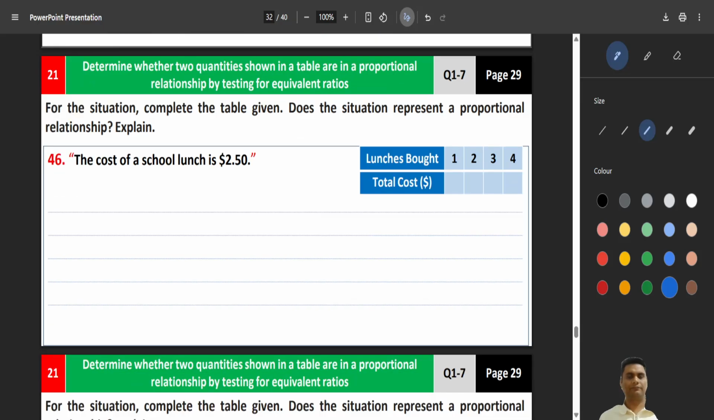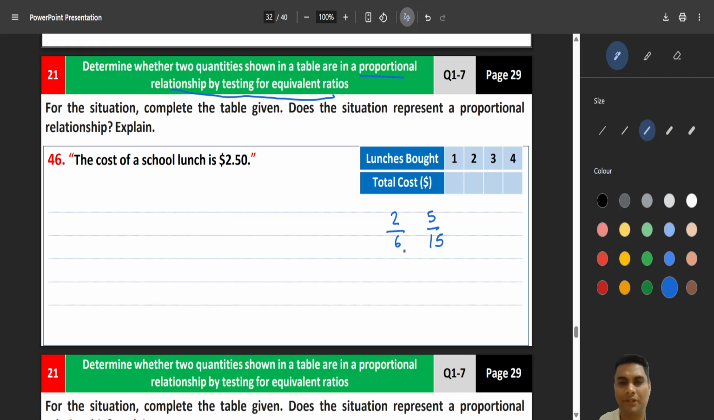Okay, now question number 21 will come from proportional relationship again. In this we have to make a table and check the proportionality. Now let me explain. Proportional relationship, yani when two ratios are equal. I told you the example. For example, I have 2 over 6 and I have 5 over 15. Are they proportional or not?